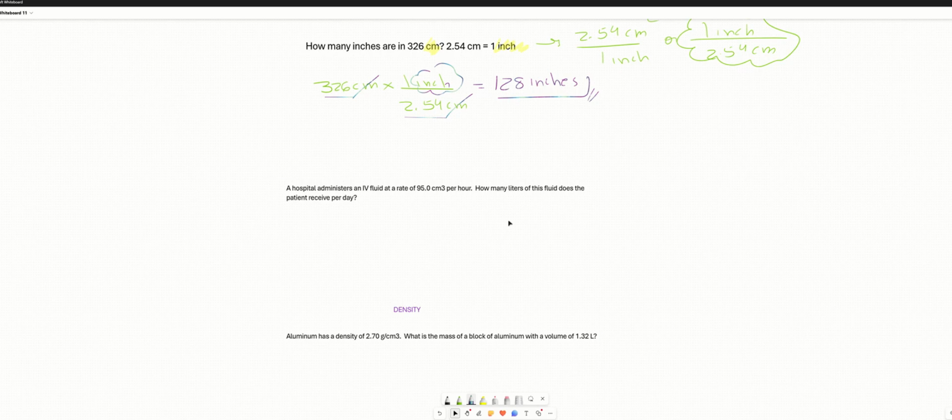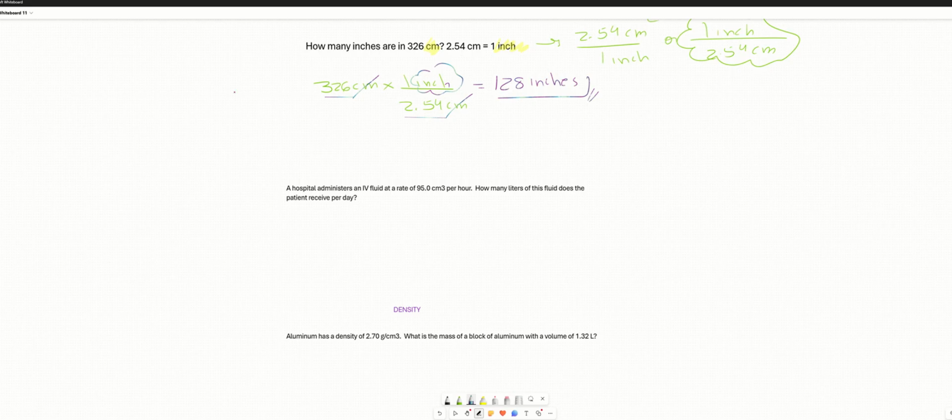So I have another problem here to work with you. A hospital administers a fluid at the rate of 95.0 cubic centimeters per hour. How many liters of this fluid does the patient receive per day? These problems are not made by me. I use the problems from Revell Introductory Chemistry from Macmillan Learning. So here they are asking us for the volume. I have cubic centimeters and I want liters. How are we going to do this? Just try by yourself.